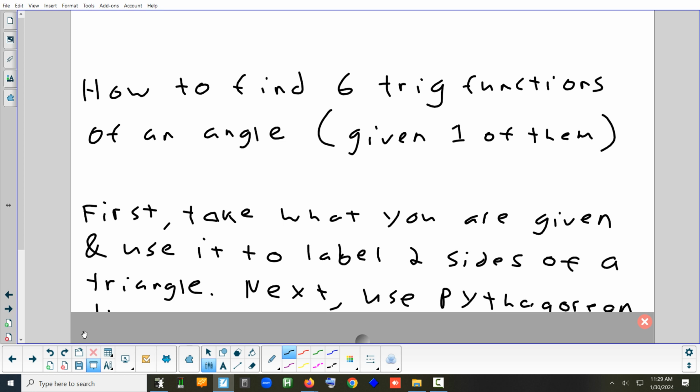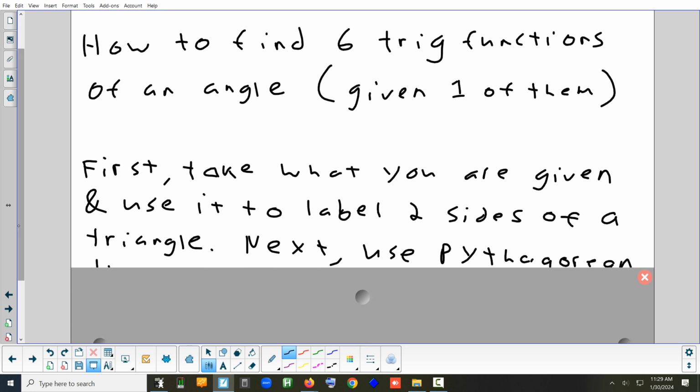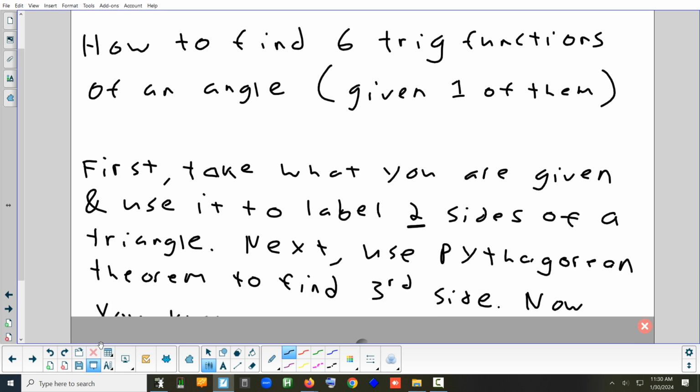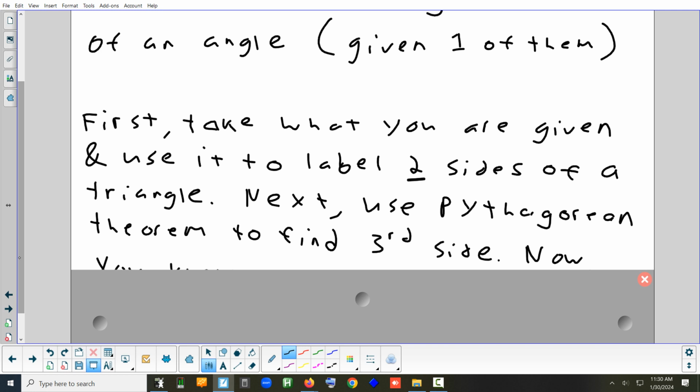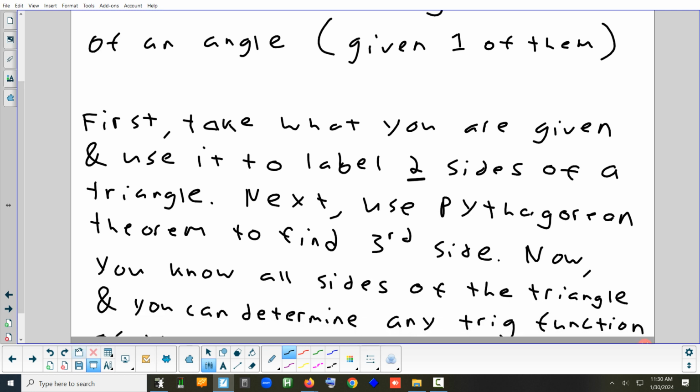So to find all 6 trig functions, if I give you one of them, first use that trig function to label 2 of the sides in the triangle. Could be the opposite and the hypotenuse. Could be the adjacent and the hypotenuse. Could be the opposite and the adjacent. It'll have to be one of those 3. Once you know 2 of the sides, use the Pythagorean theorem to find the 3rd side. And now, once you know all 3 sides, you can determine any trig function that you want.